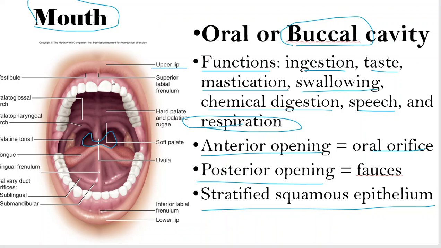Upper lip, superior labial frenulum. That's that little piece of tissue that connects your upper lip to the gums. The inferior labial frenulum is right there. We also have a lingual frenulum. That's that tissue that connects the front of your tongue to the bottom of the mouth.